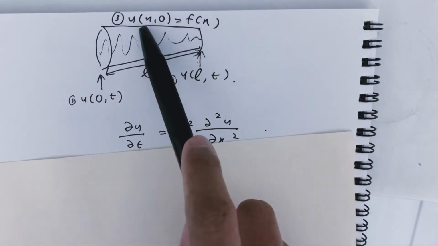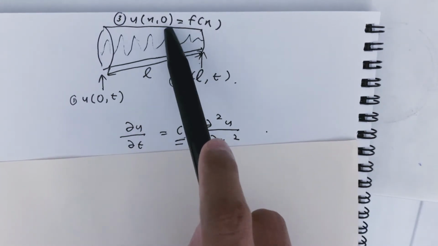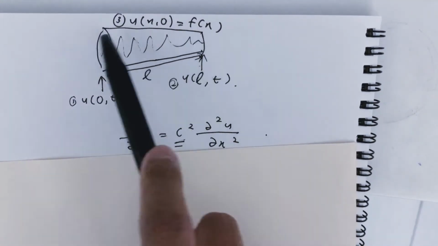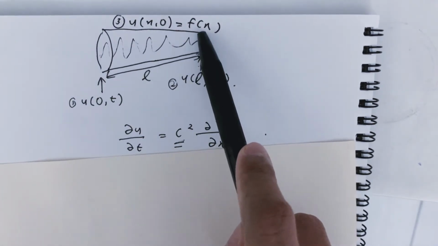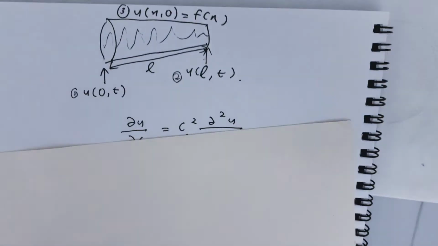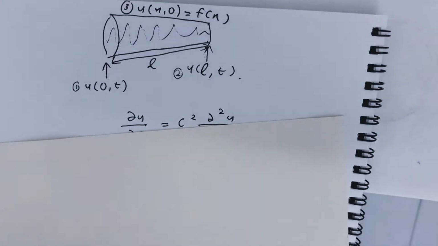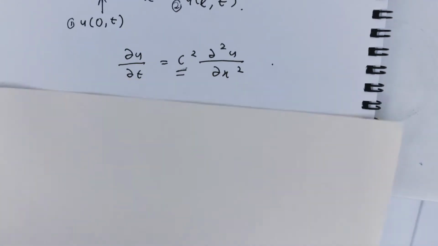And in the middle we have another boundary condition, which is u at t = 0. The time now is 0, but it depends on x. The distribution equals any function of x. Okay, sorry about that. This is the general equation of heat.